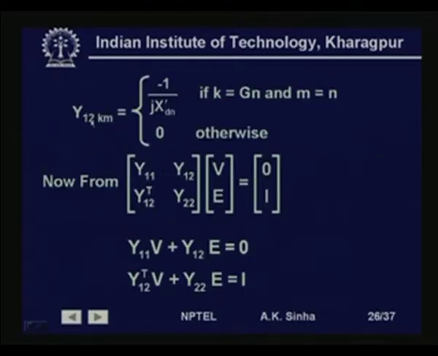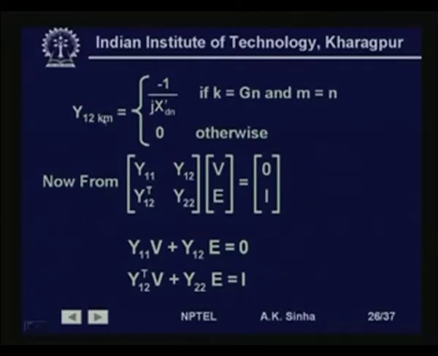Similarly, the Km element of Y12 will again be given only by the elements where the generators are connected. That is, Y12 Km is equal to minus 1 by jXdn', where k is a generating bus and m is equal to n. That is, m is the bus to which this generator is connected, otherwise this is 0.